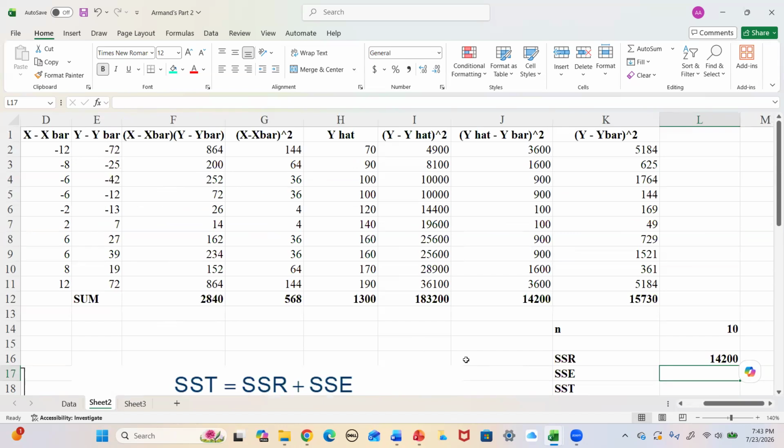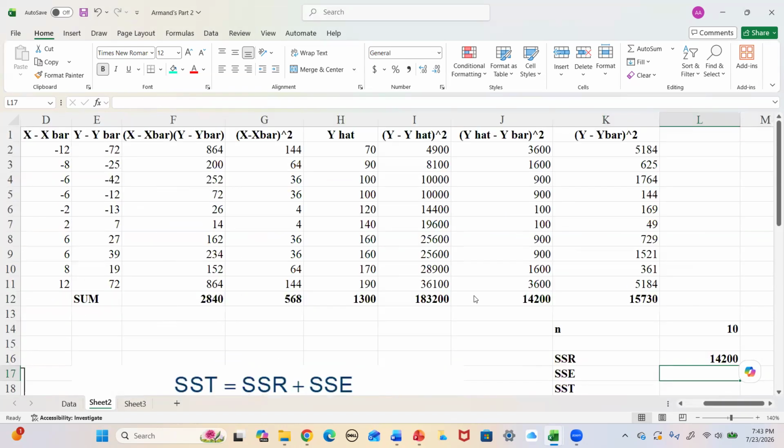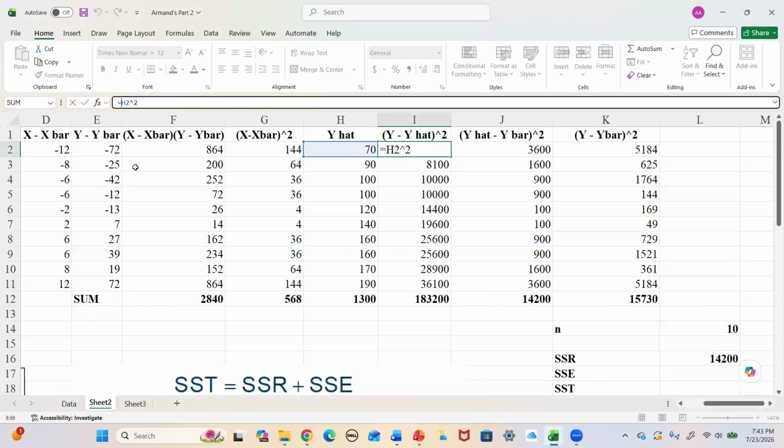Wow, that looks awfully large. Hold on one second. No, I knew something was wrong. Hold on, this one is off. Oh no, what did I do? That's not correct. I screwed it up. Sorry, it's C2 minus H2 squared. Sorry about that.